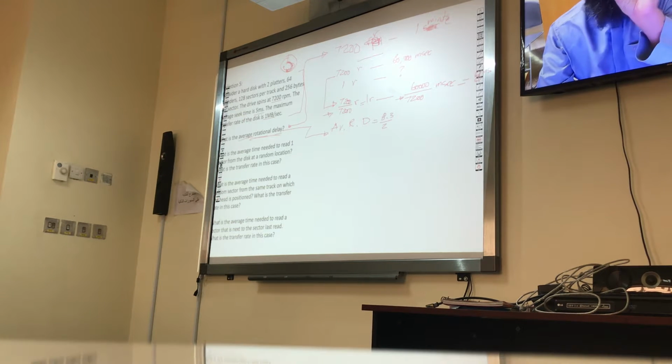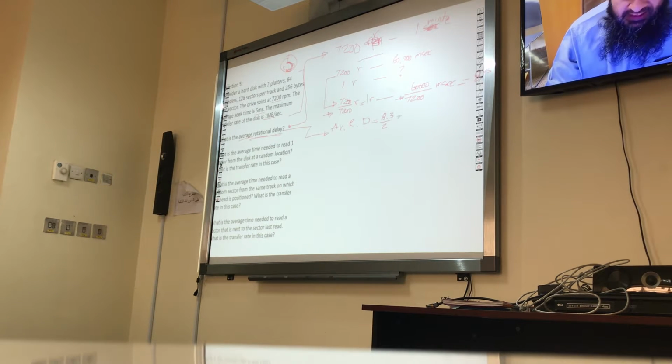Average rotational delay is always the time of half a circle of the spin. Okay? So that's 4.15 milliseconds.